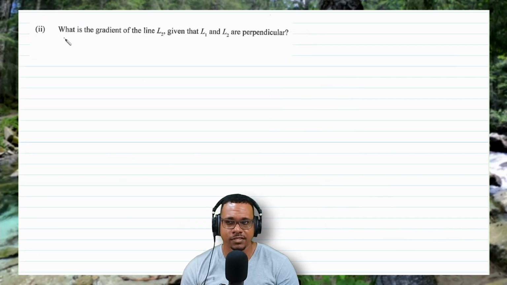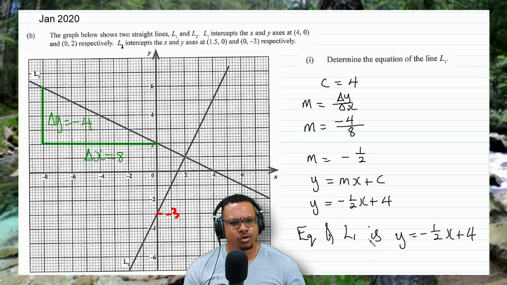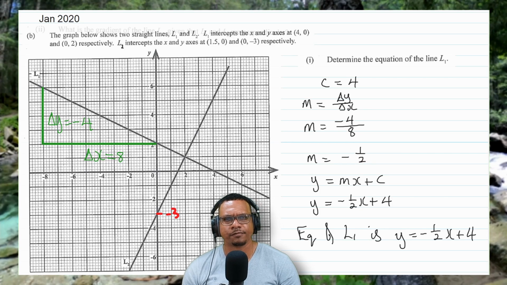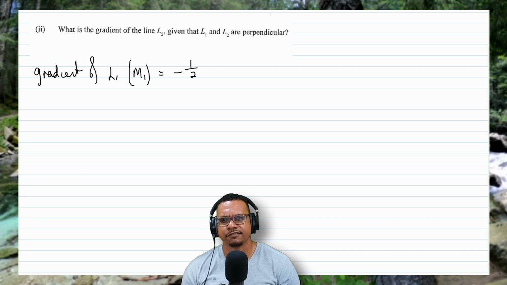Now for part 2, the question is, what is the gradient of line 2 given that L1 and L2 are perpendicular? Now we know if we have the gradients of two lines and we multiply them and we get -1, the lines are perpendicular, or one gradient is the negative reciprocal of the other. So now we found here that the gradient of line 1 was equal to -1/2. So I'm going to write gradient of L1, and I'll call that m1, is equal to -1/2.